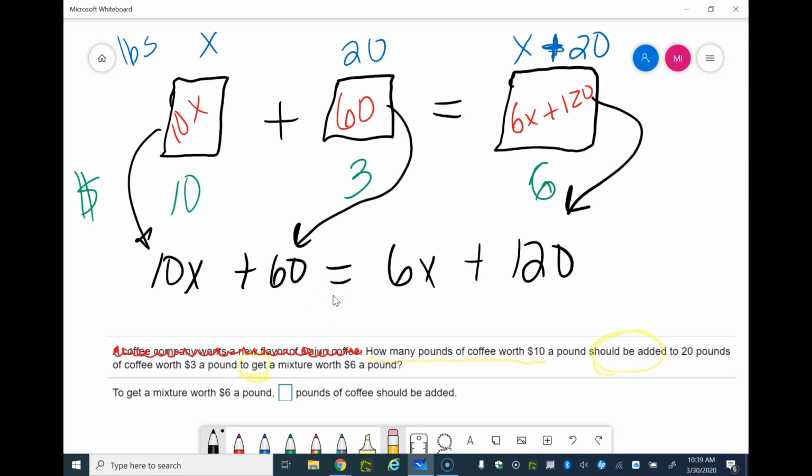All right, so here we collect like terms. You can bring this 6X over here by doing the opposite, meaning subtraction. Bring this 60 over to this side, because once you bring something over here, remember, you always have to bring something else to the other side. Put it underneath here, and then finish solving for X.